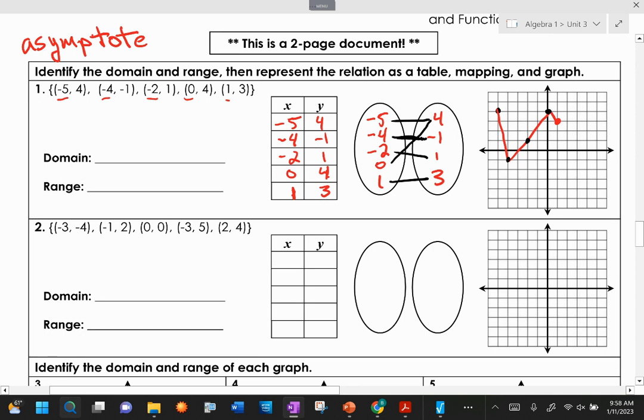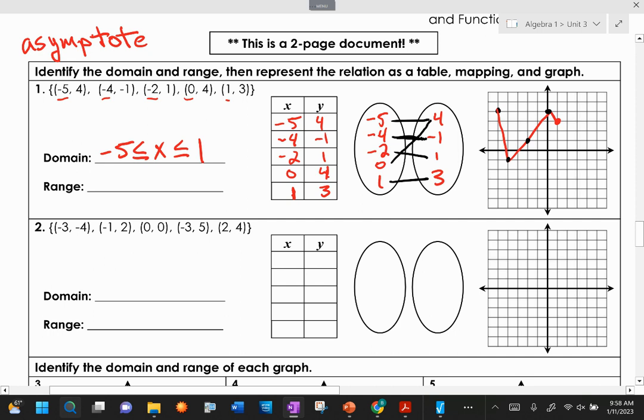Now your domain and range. Okay, so we've done some domain and range, but we haven't done it kind of in this context. That's the other thing that the graph can help with, because that is what we're used to going off of. So if we look at the graph, what is our lowest value for x? -5. Okay, -5 is less than or equal to x, which is less than or equal to, what's your highest value for x? 1.